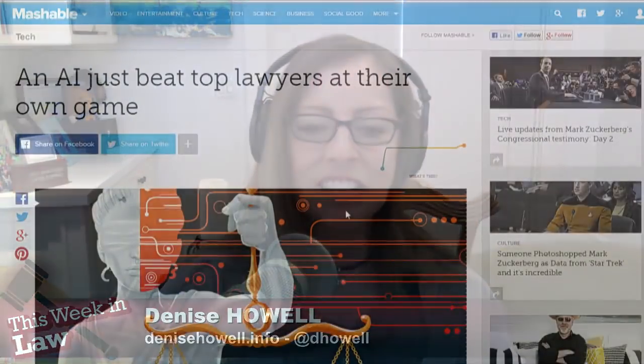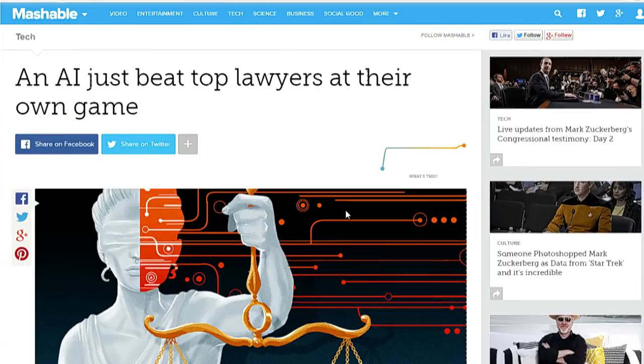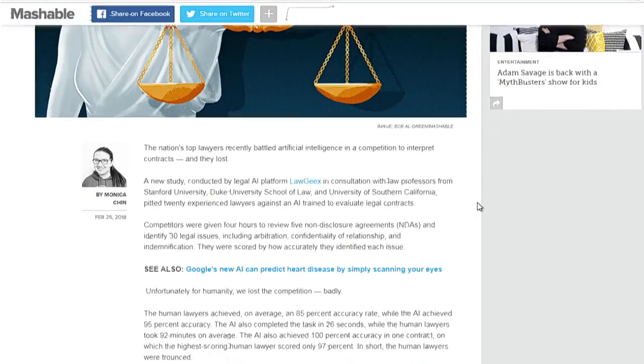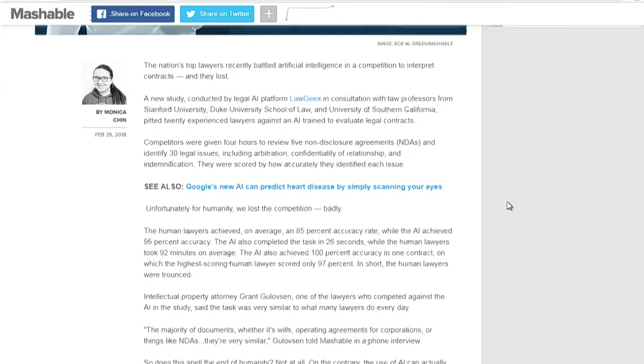Our other tip of the week, and this is a fun one, sort of echoes the various AIs that have beat human chess players and Go players over the years, much to people's consternation and amazement. Well, it turns out that there is a legal AI platform called LawGeeks, and it set up a test with professors from Stanford University, Duke University of Law, and the University of Southern California.